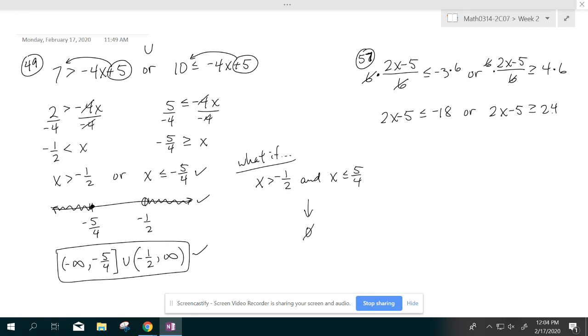And I can tell you for sure that if you're given an or compound inequality, if it has or, it'll never be no solution. If it has an and, it can sometimes be no solution.